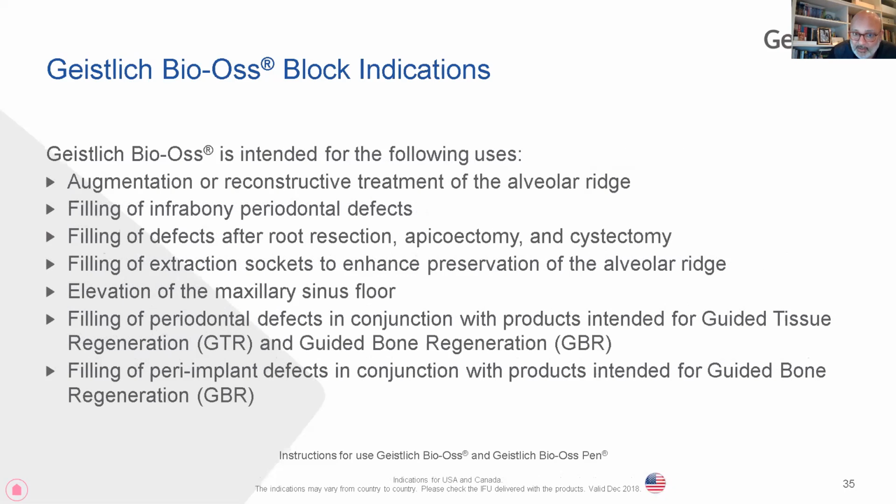Okay, so as I said, a lot of the indications are the same: reconstructive periodontal defects, root resorption, apicectomy, cystectomies. Filling of extraction sockets is, I think, the main one here, and that's probably what I would use it for most, because it's nice and convenient to put in. You would still pack it gently so that it fills the socket and you get good adaptation of it. I don't use it for elevation of the maxillary sinus floor, and as I said, I don't really do much with periodontal defects, and I stay away from peri-implant defects.